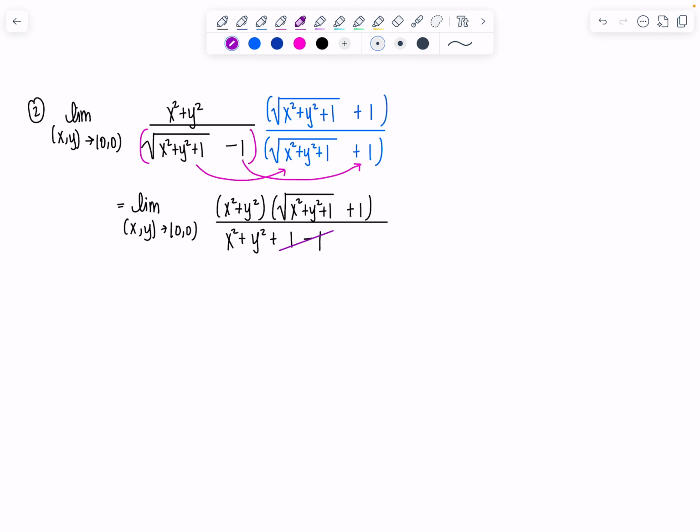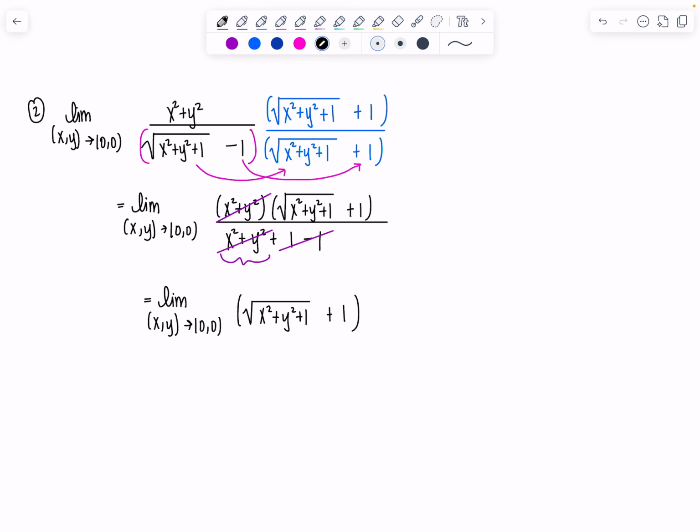Well, plus 1 minus 1 cancels. Then I'm just left with x squared plus y squared, which cancels with the x squared plus y squared up top. Oh, this is turning out fabulously. So now we have limit (x,y) goes to (0,0). What's left? Just square root of x squared plus y squared plus 1, plus 1.